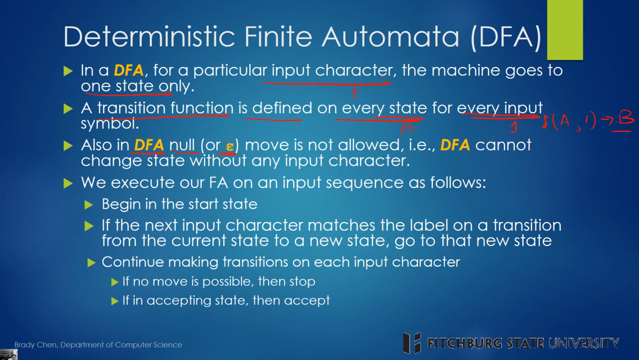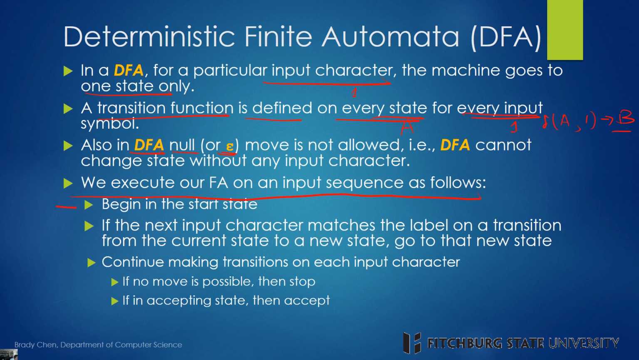So that means the current state is A, and there's no input, and then it transfers to the next state. That's not allowed. Later on, when we talk about non-deterministic finite automata, we'll find out the change could be random. Okay. So here's how we're going to execute our finite automata on the input sequence, as follows. For the deterministic finite automata, DFA.